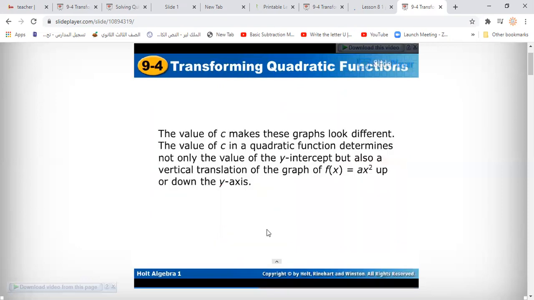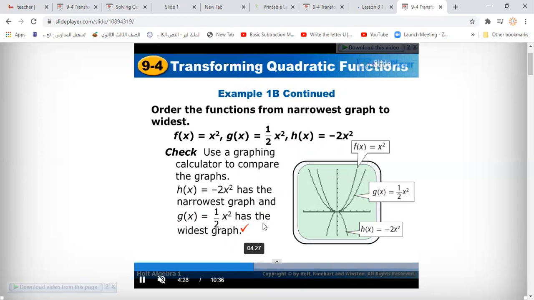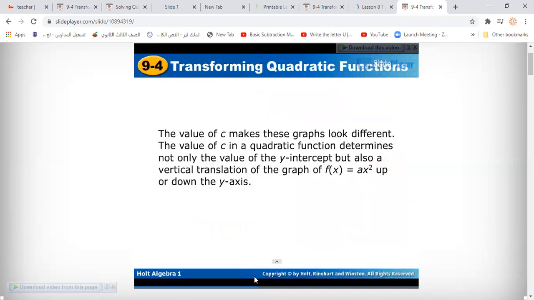If I want to compare the next part, we have to find the absolute value. Then compare the coefficients in the following functions.